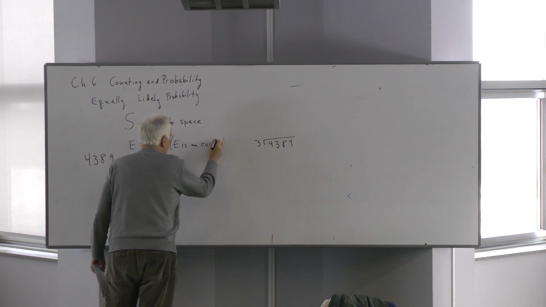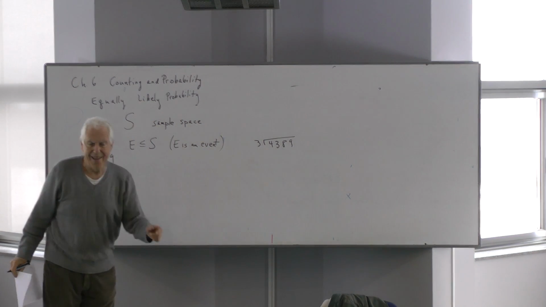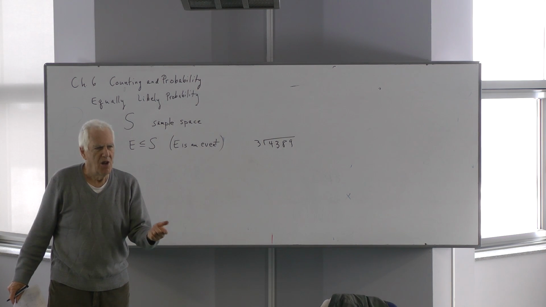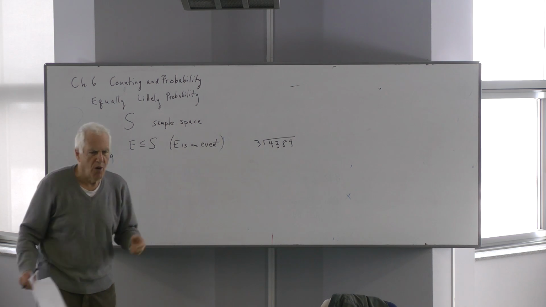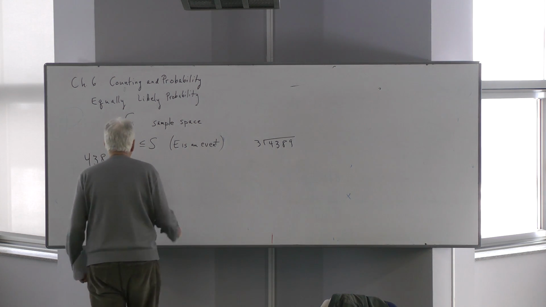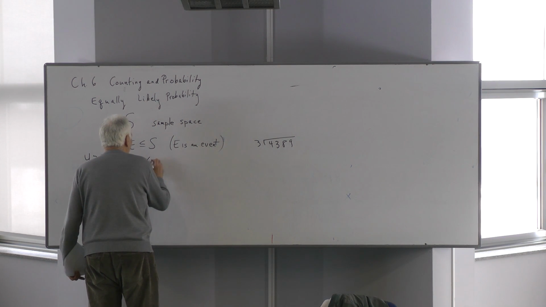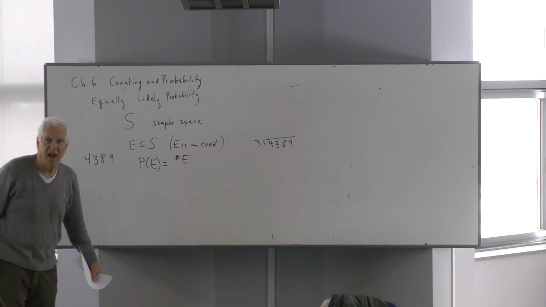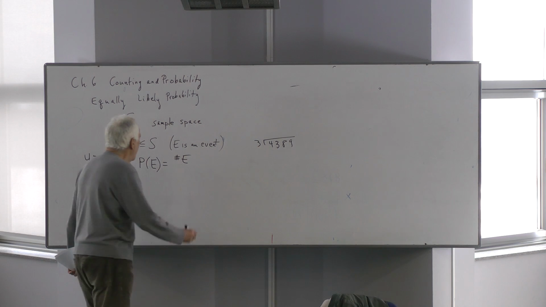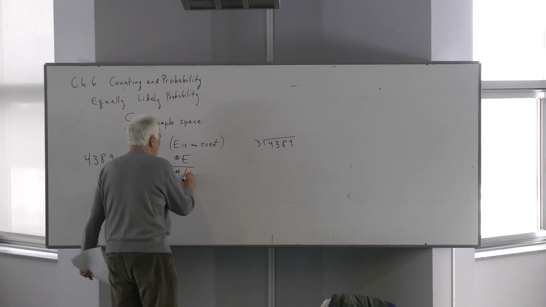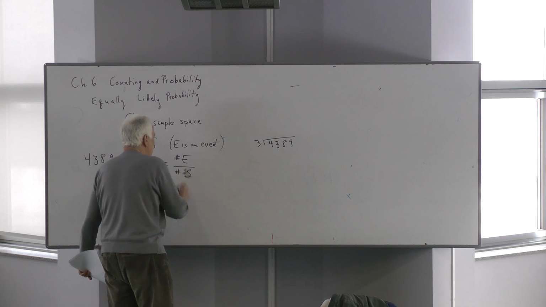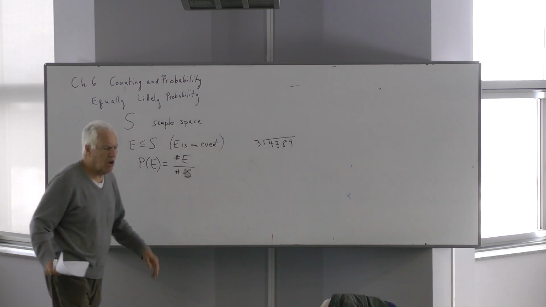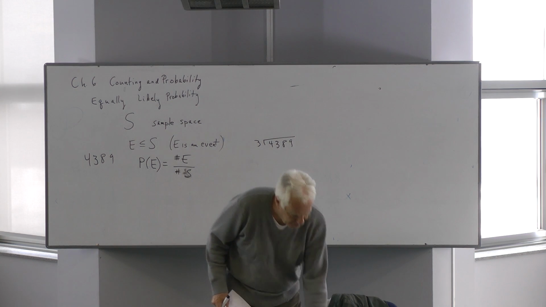Something happens. For instance, I throw a die, and the numbers are 1, 2, 3, 4, 5, 6. I say, what's the probability of even? So that's 2, 4, 6, 3 over 6. So we define the probability in the equally likely case as the number of elements in E, this symbol, hashtag, over the number of elements in S. Right, so we did that, got it. Okay? So let's look at a couple more homework problems.